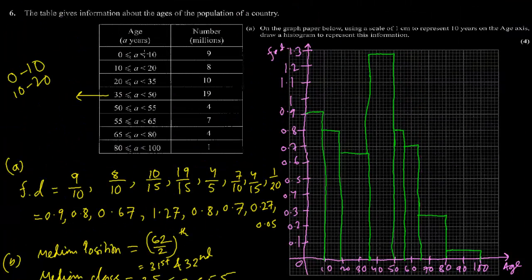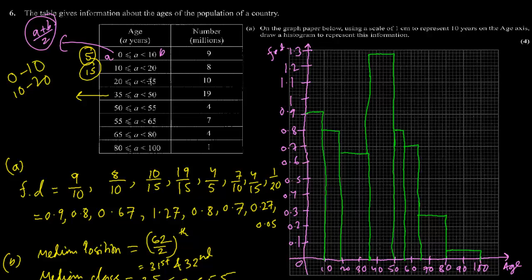The midpoint is found using the rule: if this portion is A and this portion is B, the midpoint is A plus B divided by 2. That's how we find the midpoint. So for the first class, 0 plus 10 is 10, divided by 2 is 5. So 5 is the midpoint. Then 10 plus 20 is 30, 30 by 2 is 15. So here 15 is the midpoint.